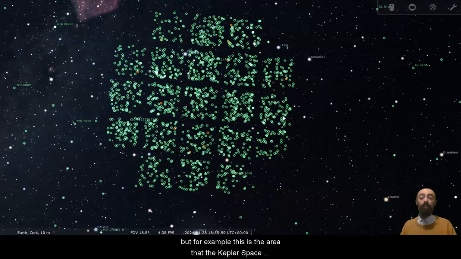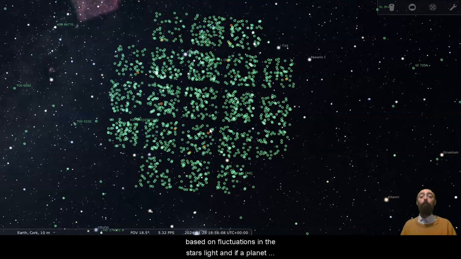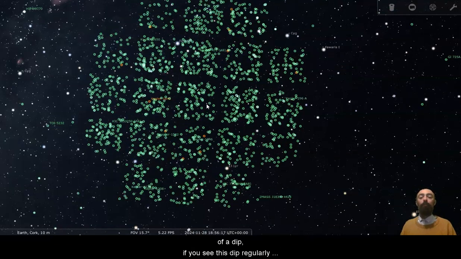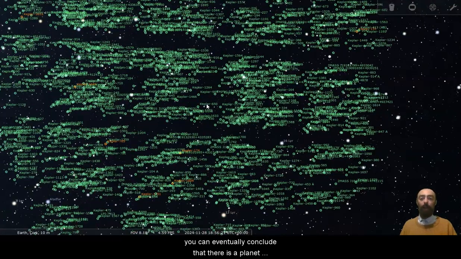But for example, this is the area that the Kepler Space Telescope looked at. The Kepler Space Telescope measured light curves. It was generally looking for planets based on fluctuations in the star's light. And if a planet comes between you and a star, it'll block out a little bit of the light, so you'll see a little bit of a dip. If you see this dip regularly, you can eventually conclude that there is a planet involved.